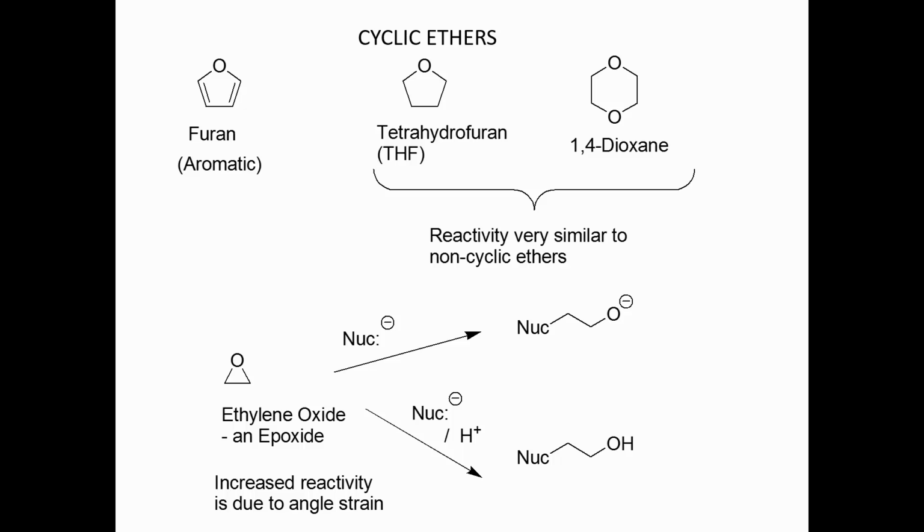Okay, so the ether in a 5-membered ring is called tetrahydrofuran, which has this abbreviation here. You've probably seen it many, many times. The cyclic ether with 2 oxygens in a para relationship is called 1,4-dioxane. These are very common solvents. If we wanted to describe the reactivity of tetrahydrofuran or 1,4-dioxane, we can just say it's just like any other ether.